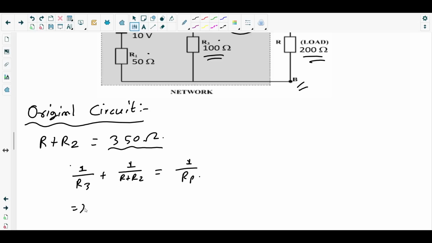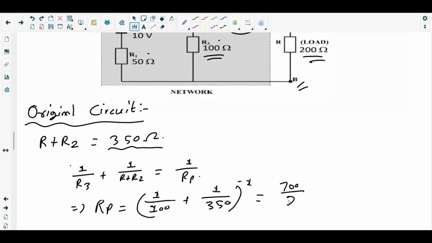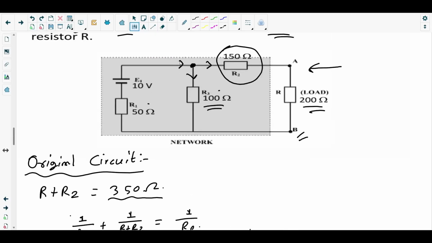Okay, so just find out RP using these values. 1 over R3 is 100 plus 1 over 350, whole inverse. So how much would it be, like adding parallel resistors: 1 over 100 plus 1 over 350, whole inverse. So that would give you 700 over 9 ohms. Okay, we got the resistance till that part.